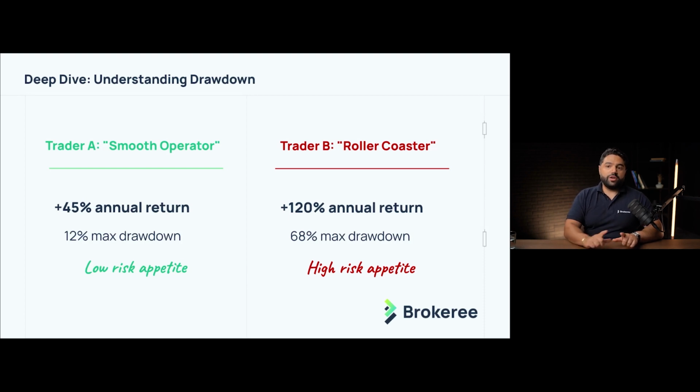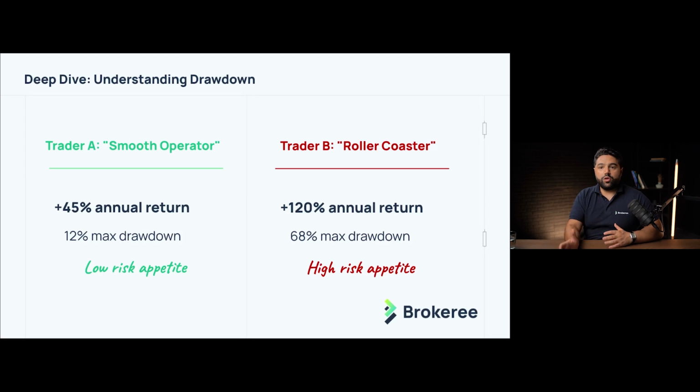And the roller coaster, if you see that the annual return is 120%, which gives you a high number, a high percentage, but the maximum drawdown is 68%, which makes him a high risk appetite, which makes following this provider a high risk, because they may be making high profits, but also they do have high max drawdown. So that's something we should avoid.